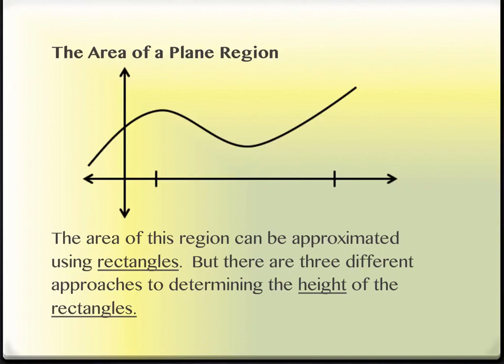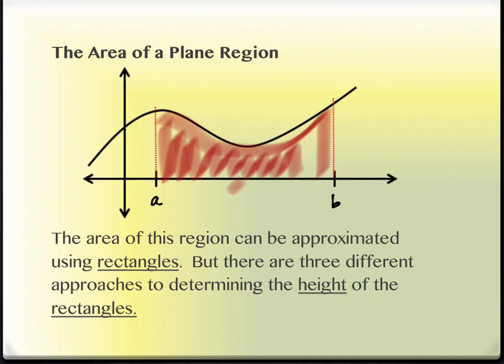We're going to look at the area of a plane region. So the idea is that we would want to take these two hash marks down here. I'll call them A and B. And we would like to draw these vertical lines here. And we would like to find the area between them under the curve. Okay, this is our goal. Our goal is to figure out how to find this area.